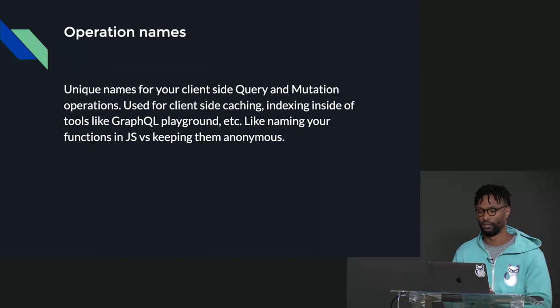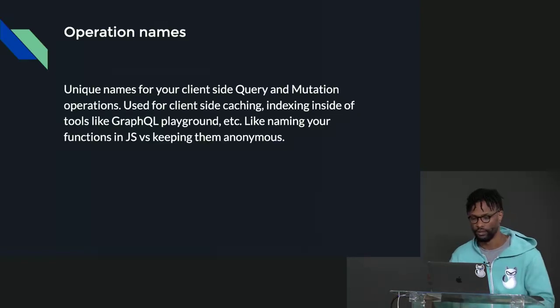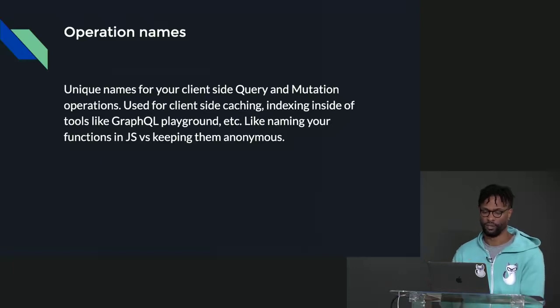What we're going to do is use the full approach of writing queries and mutations, starting with something called operation names. So operation names are basically unique names for your client-side queries and mutation operations. What does that basically mean? Think about it like this: if you created a function in JavaScript and just had a variable, but you didn't actually name that function, it's technically anonymous, even though the variable has a name. That's basically what you're doing in GraphQL.